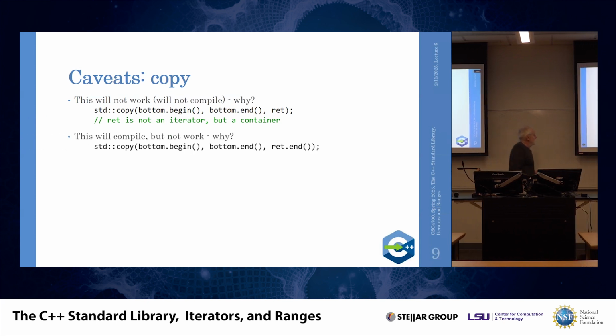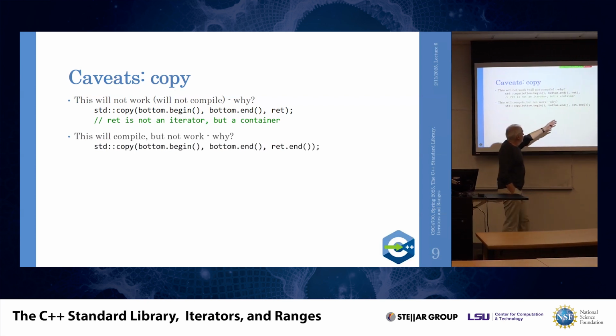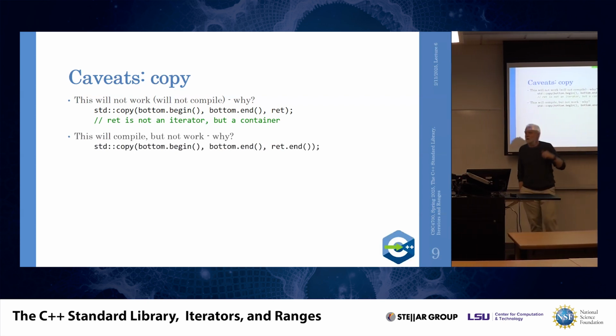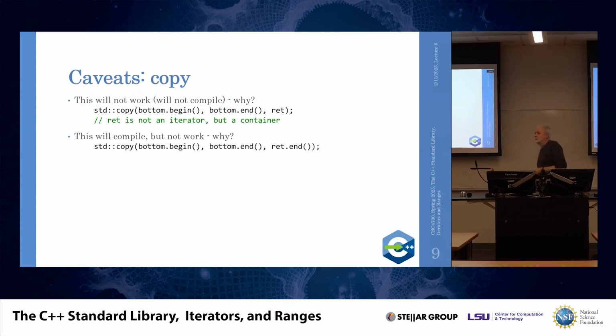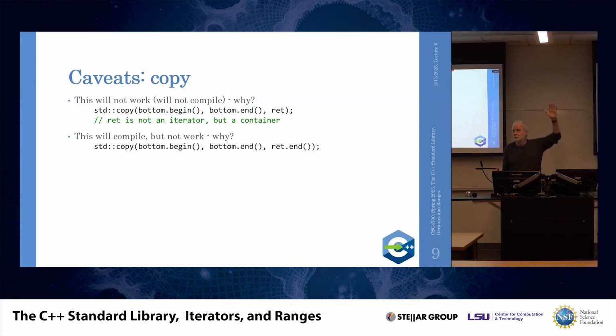What if you write this? If you say b.begin(), b.end(), red.end(), will that work? Yes or no? Will it work?